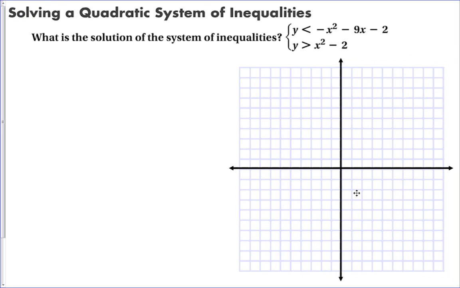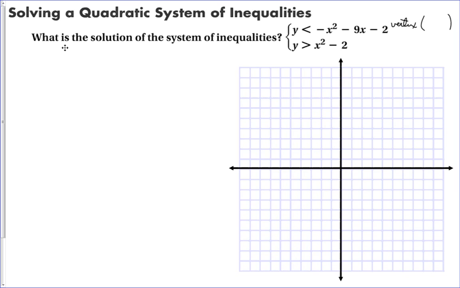Solving a quadratic system of inequalities. All right. So the first thing we need to do, obviously, is graph these things. To graph them, we need to find the vertex of each. So let's go ahead and do that for this first one. Vertex.